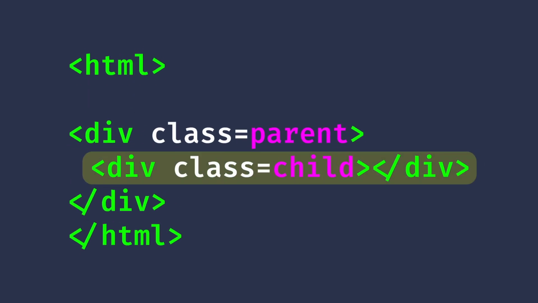But to avoid it, we have another unit called REM. The REM unit stands for root EM, and it basically acts like EM. However, instead of its size being relative to the parent element, it is now relative to the root, which is basically the HTML tag itself. So you're better off using this if you have a specific font size throughout your whole HTML document and you want to avoid the compound effect that EM has.